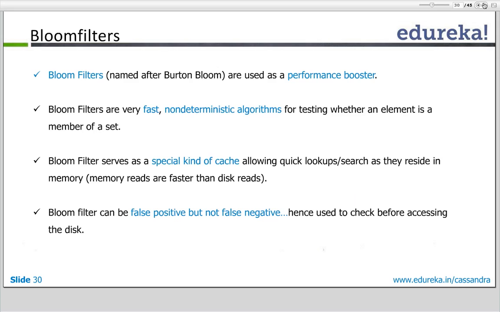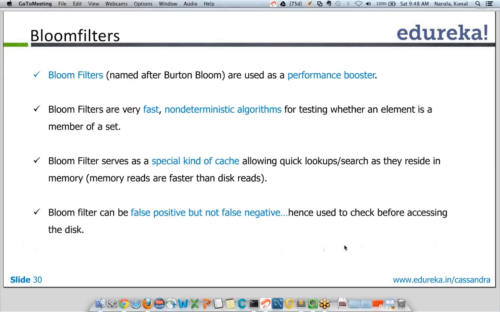It is done for quick lookups and search. Since everything is in memory, it is very fast, because memory reads are always faster than disk reads. As I said, a Bloom filter can give you false positives, but there are no false negatives. There is a very small percentage of false positives. If it says the record doesn't exist, that is certain. If it says the record exists, that might be either true or false. But the percentage of false positives is acceptable.